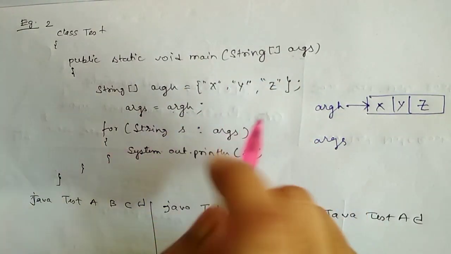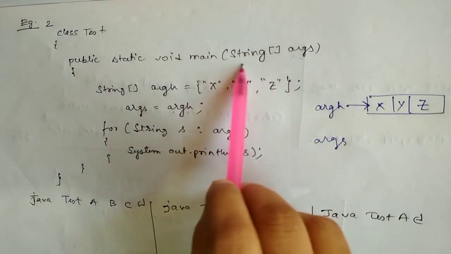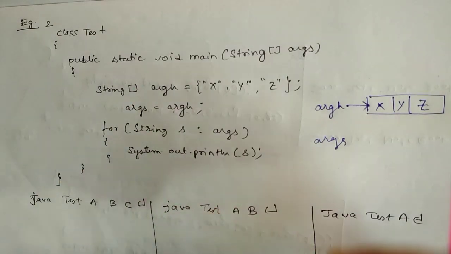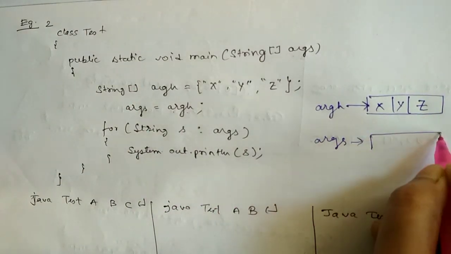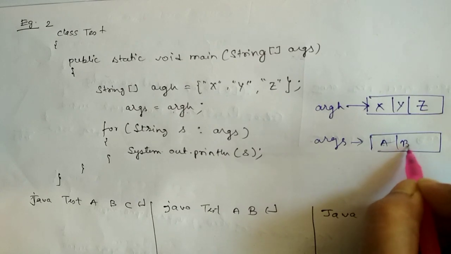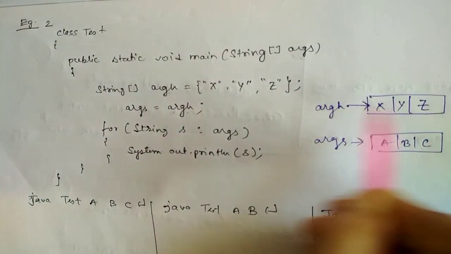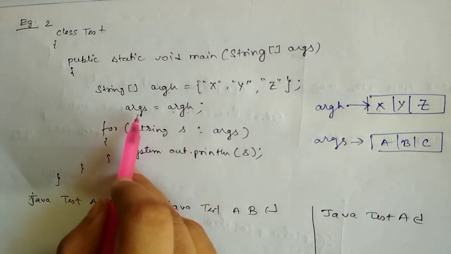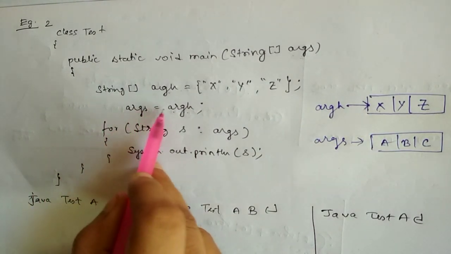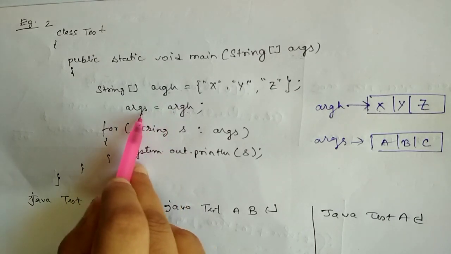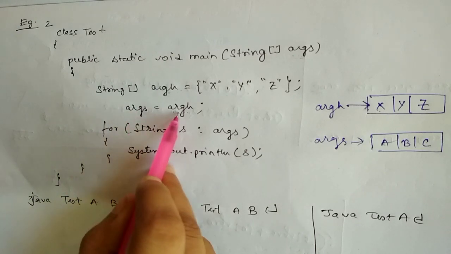Now according to the first case, args is the argument which we are providing through the command prompt. What are we providing through the command prompt? We are providing a, b and c. So args is an array pointing to a, b and c. And now argh is equal to x, y and z. Now according to this line, args is equal to argh. So argh will be assigned to args.